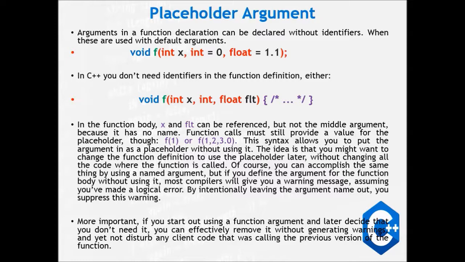The idea is that you might want to change the function definition to use the placeholder later without changing all the code where the function is called. Of course, you can accomplish the same thing by using a named argument. But if you define the argument for the function body without using it, most compilers will give you a warning message. Assuming you have made a logical error, by intentionally leaving the argument name out, you suppress this warning.